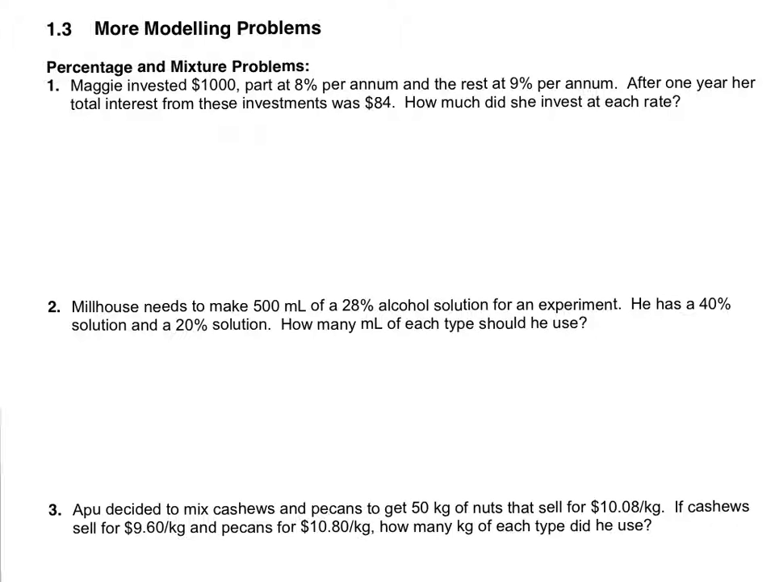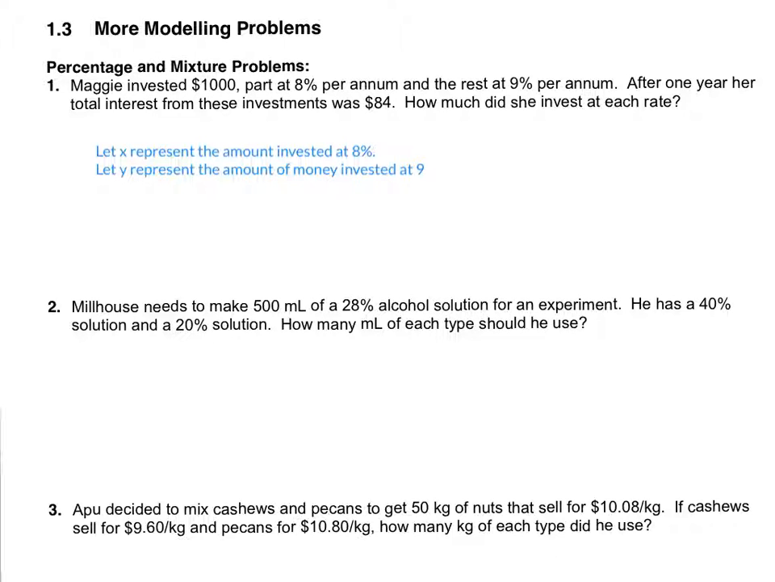So for a let statement, I'd be letting perhaps E represent the amount invested at 8% and perhaps N for 9%, or I could just use an X and a Y. In any case, I need to do my let statements. So I'm going to type those in here. I'm going to let X represent the amount invested at 8%. And then I can let Y represent the amount of money invested at 9%.